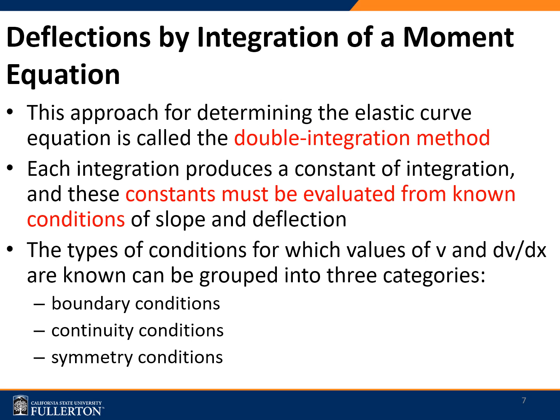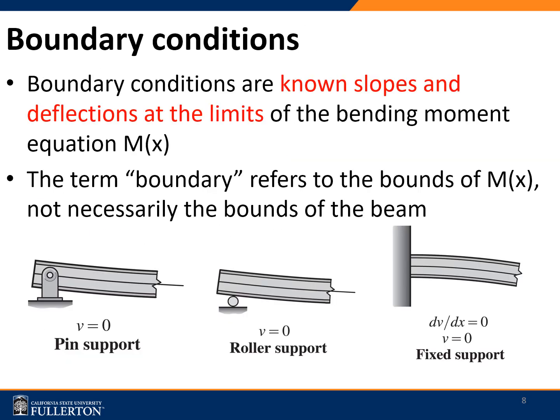So we need the boundary conditions, the continuity conditions, as well as the symmetry conditions. The constants must be evaluated from the known conditions. And this integration approach is the most common method to determine all those quantities, including the beam deflection. We need to understand what the boundary conditions are here. These will be the slope and the deflections at the limits, the point where it gets supported or has no support.